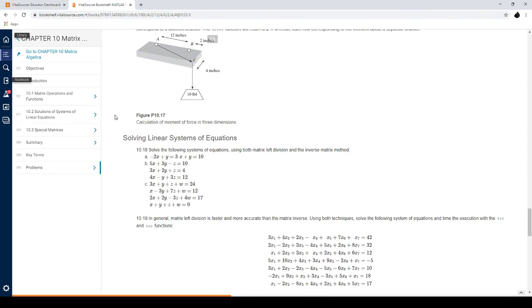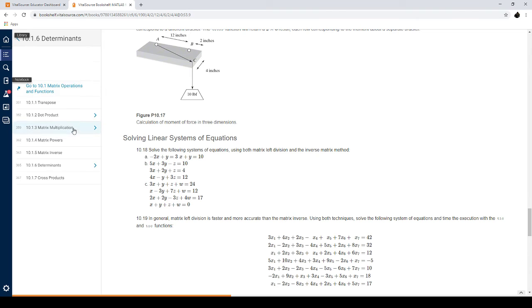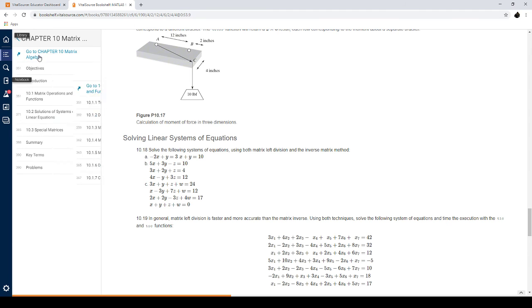But there's one thing I did want to show you because, where was it at? No, it wasn't in here. It was in solving systems. Yeah.